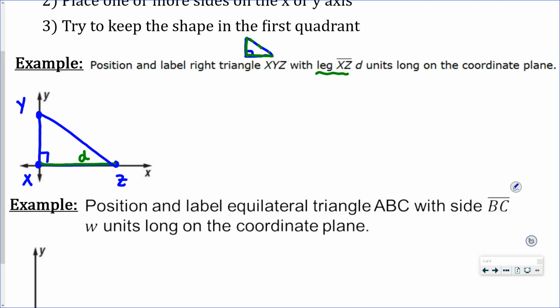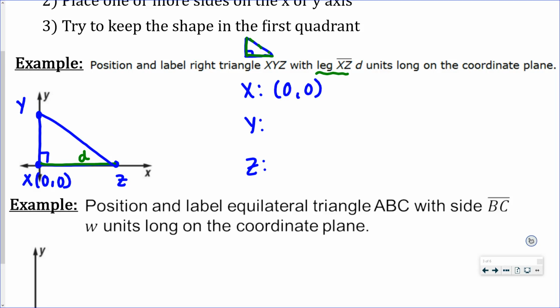So it says position. We did that, but it also says label. When it says label, they want you to give the ordered pairs. You can either do that right in the picture if you want, or some people like to do this off to the side. Make a list. X is easy because we placed it at the origin, so we're going to call that 0, 0. And that's why it's easy to place it at the origin.